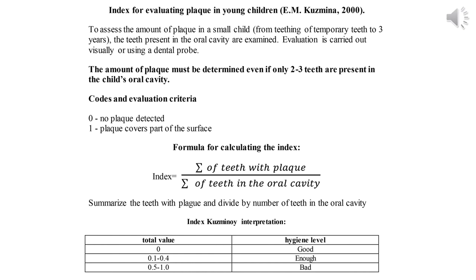In order to calculate the Kuzmina index, we will examine the teeth for the presence of dental plaque. If the tooth has plaque, set code 1. If there is no plaque, then we put the code 0.